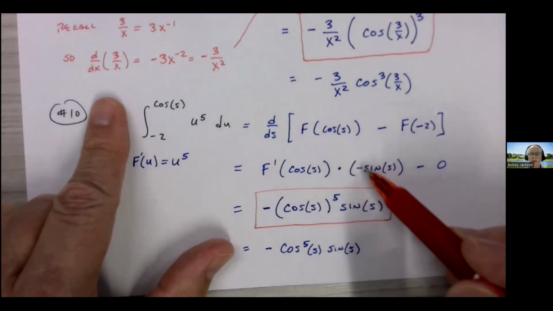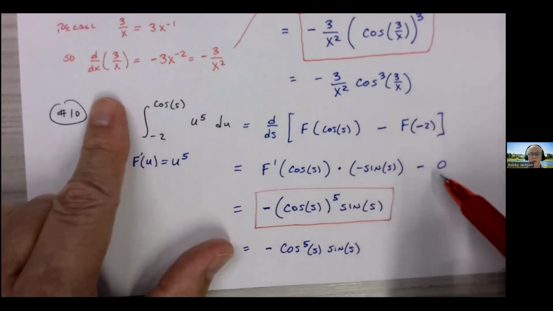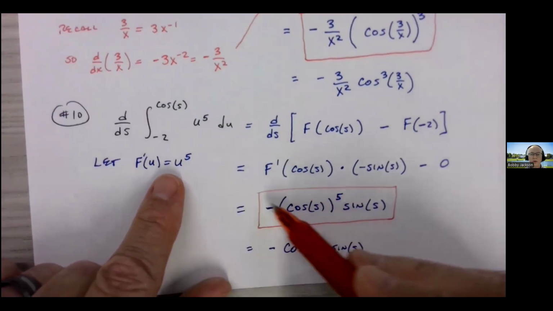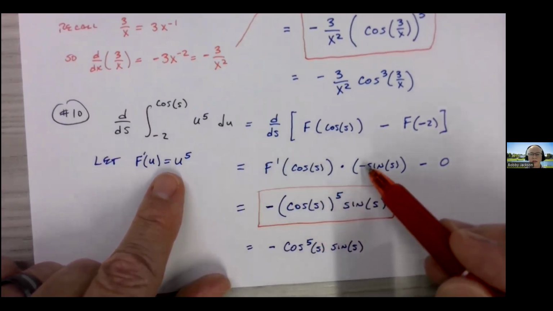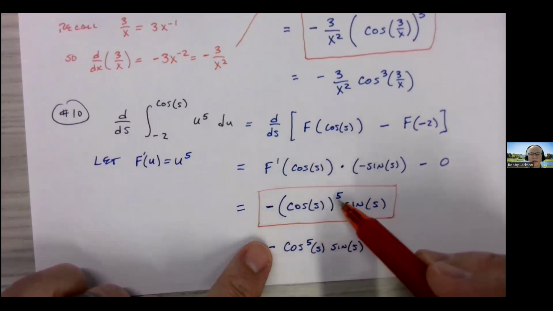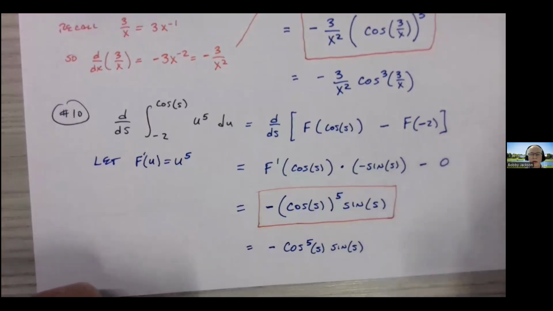Derivative of cosine of s is negative sine of s. This is a constant, derivative is 0. So plug in f prime of cosine of s, replace u with cosine of s. I'll bring this negative sign in front. So I have negative the quantity cosine of s to the fifth times sine of s. This is what you probably want to put into Achieve. This is fine on a test for me.